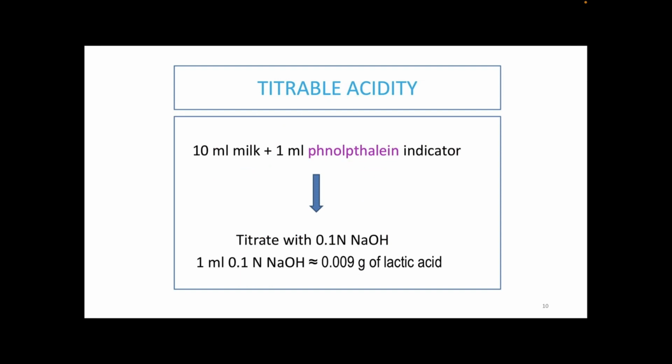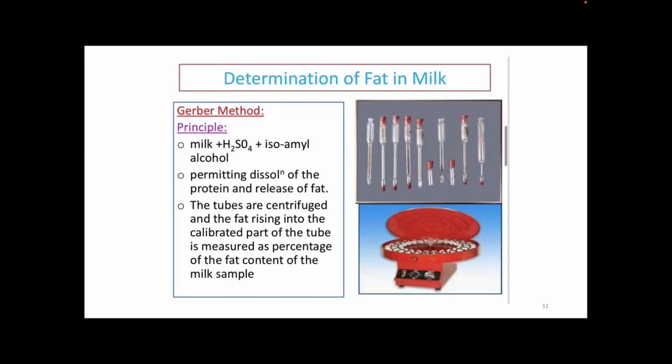Another value to be determined for milk is the titratable acidity, the free acids present in milk. This can be determined by a simple acid-base titration. 10 milliliters sample of milk, adding the indicator, that's phenolphthalein, and then titrated against standard 0.1 normal sodium hydroxide. A regular, simple acid-base titration using phenolphthalein as indicator. Of course, we are determining the lactic acid content, the free lactic acid content of milk.